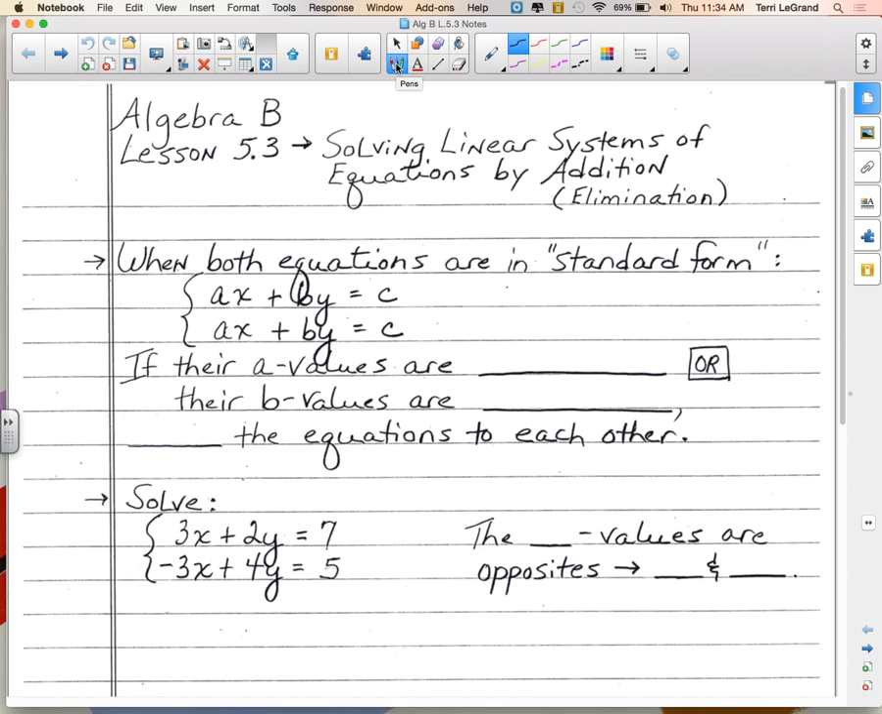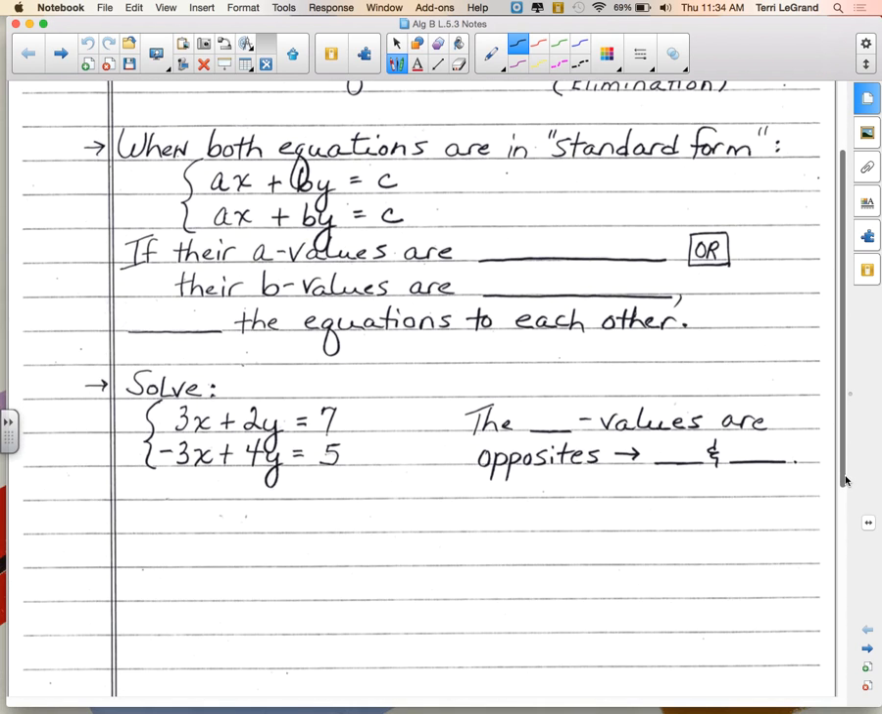So solving linear systems of equations by addition. I call it addition here because that's what I want you to think of. We're going to add them together. Another way you will see it called is by elimination. That's possibly a way a math book would show it. So when both equations are in standard form, that should sound familiar.